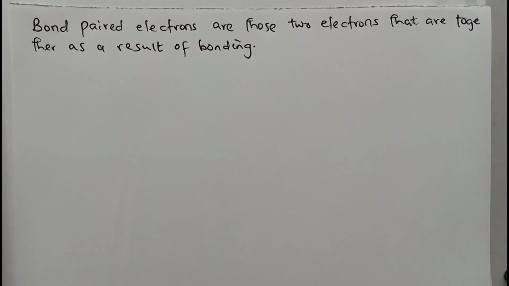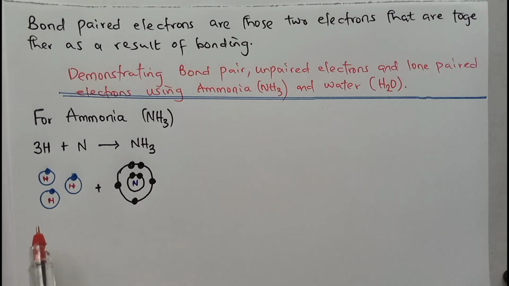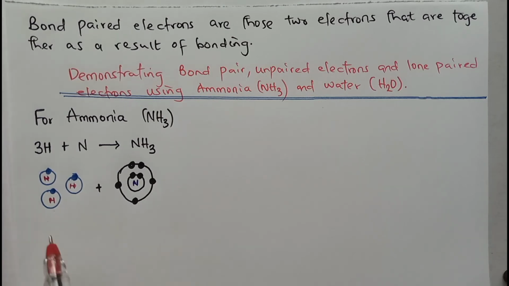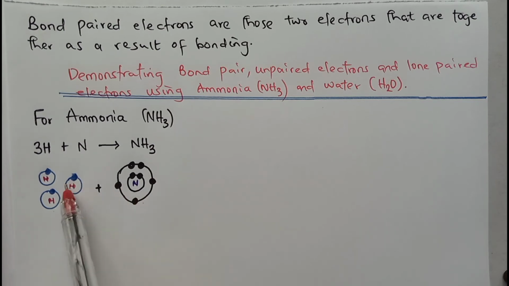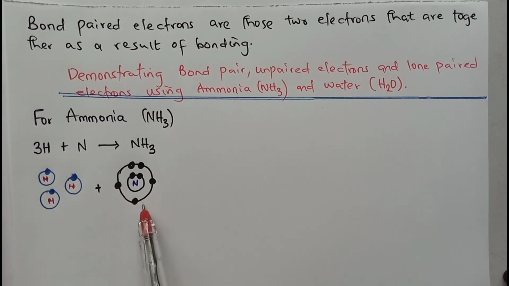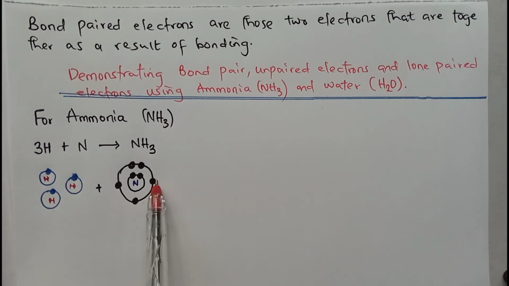For ammonia, let's demonstrate these three hydrogen using the diagram. We will have something that looks like this. This is three hydrogen atoms coming together to bond with one nitrogen atom. If you notice, this is lone paired electrons, but these are unpaired electrons. The total number of unpaired electrons here is 3. Therefore, we have 3 unpaired electrons from hydrogen coming to bond with this. Therefore, each of these hydrogen is going to bond with all this.